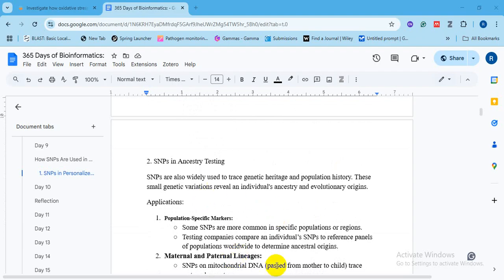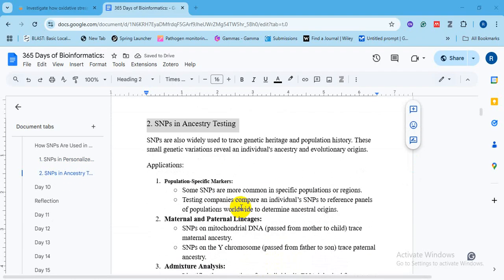SNPs in ancestry. SNPs and ancestry testing. SNPs are also widely used to trace genetic heritage. Number one, it is away from my specialty in molecular biology in the medicine field, but it is not a loss to learn about a wider usage. SNPs are also widely used to trace genetic heritage and population history. These small genetic variations reveal an individual's ancestry and evolutionary origin.